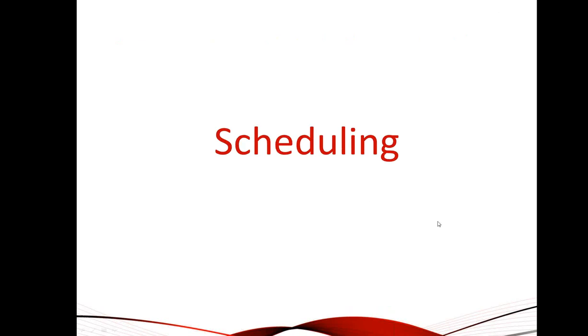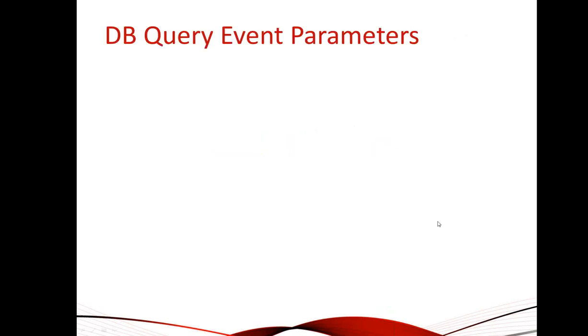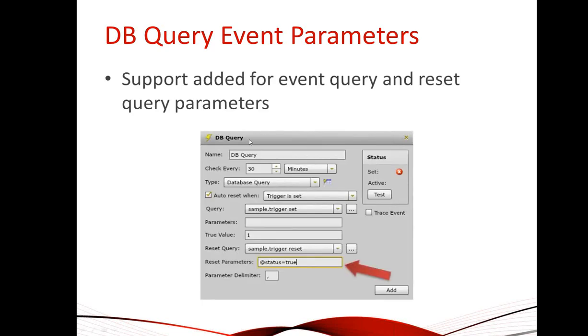Okay, next on to scheduling enhancements. DB query event parameters. So we've always had the database query event. The idea is we'll create this event, and a query will run on some sort of interval. So here it's 30 minutes or however often we want to check.